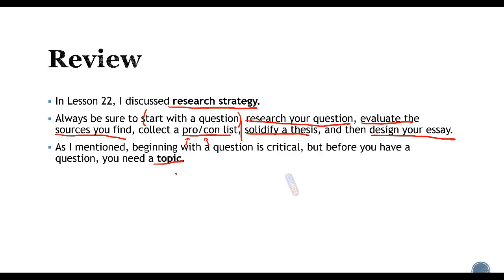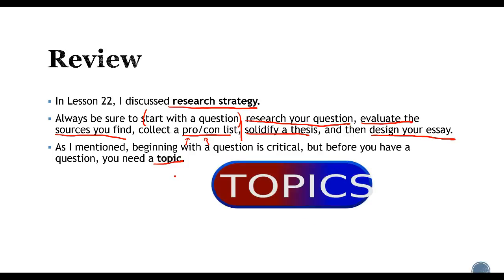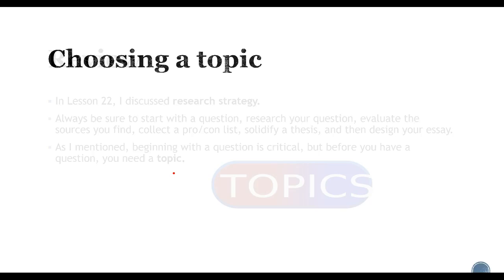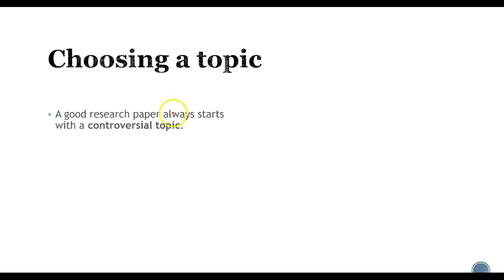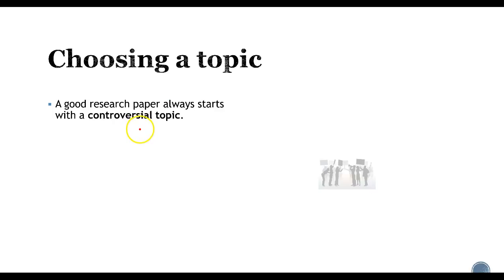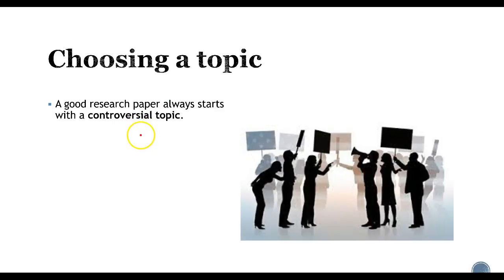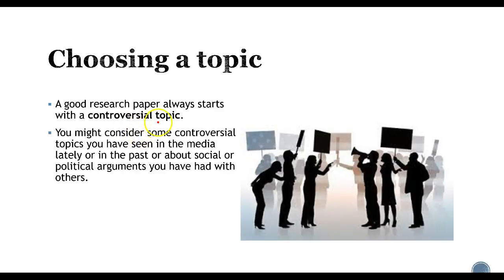As I mentioned, a research question is critical, but before you have a question, you need a more general topic. So we're going to talk a little bit about choosing topics in here and then shaping them into research questions. A good research paper always starts with a controversial topic, a topic that invites some kind of controversy. There are controversial topics all around us.